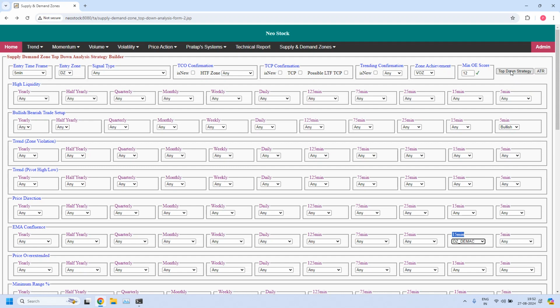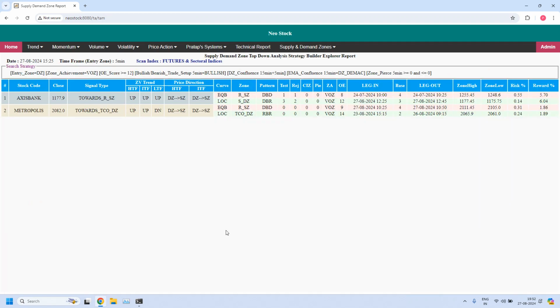Out of the 15, let us check how many will filter. 2 stocks. So all the 15 minute zones. The 5 minute zone is fine tuned with 15 minutes. Entry time frame is 5. 5 is fine tuned with 15 minutes. And the 15 minute zone is having confluence with daily EMA confluence. And also look into the RR. RR is good. And look into it, both are high liquidity zones.